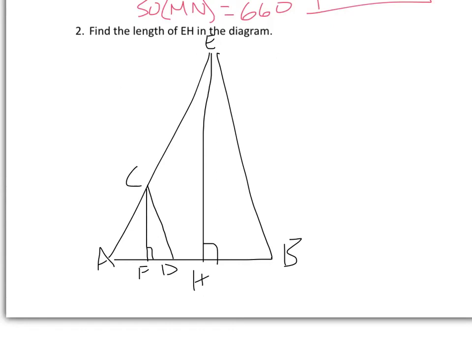Okay, so a couple lengths that I'm going to give you. AD here is 5. DB is 7.5. And CF is 6. Those are the lengths that you got. So, a couple things that need to be done right away. First of all, one extra piece of information I'll give you is that these two angles are congruent.